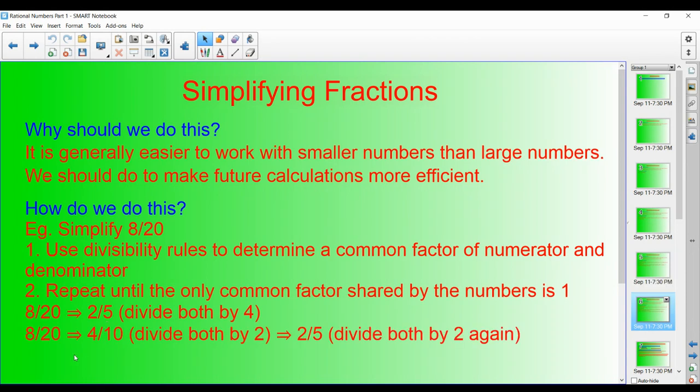Or you can say, hey, 8 and 20 are even. I can divide them both by 2 and get 4/10. And those are both even, so I can divide by 2 again in the numerator and denominator and get 2/5. Either way, we get to the same answer. It's not better if you do it in fewer steps as long as you get to the same simplest answer.